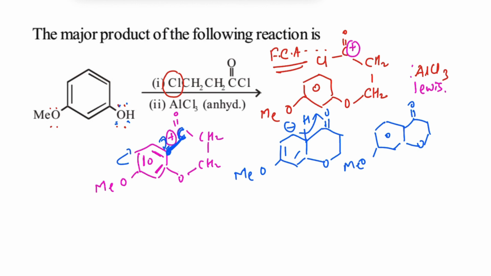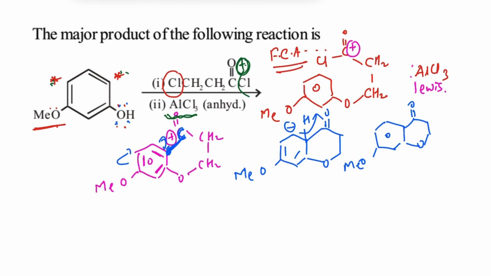Many people will think AlCl3 is there. So AlCl3, first it will be forming an acyl carbocation. And now the acyl carbocation will go and attack onto the ring. If I talk about OMe, electron density will be high at this very place. And if I talk with respect to OH, it will be high at these two locations only.